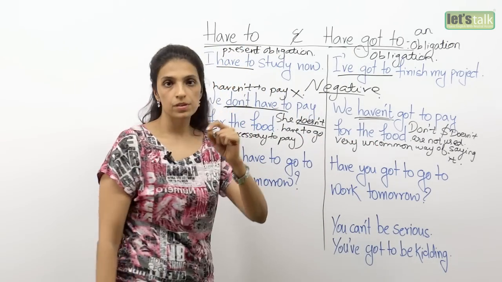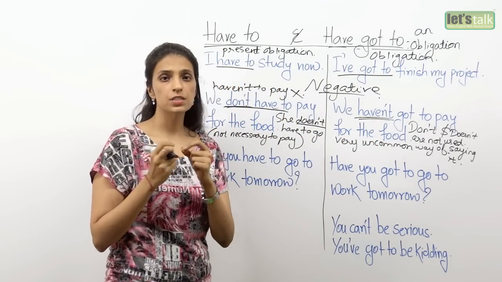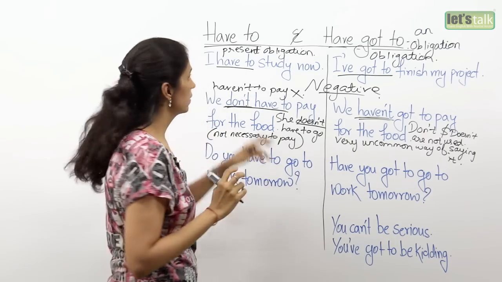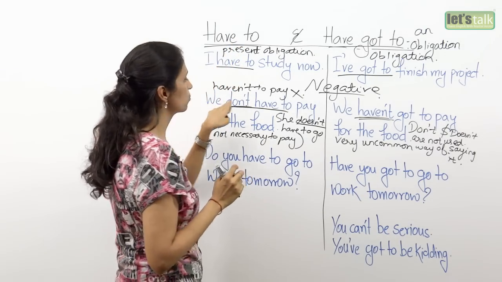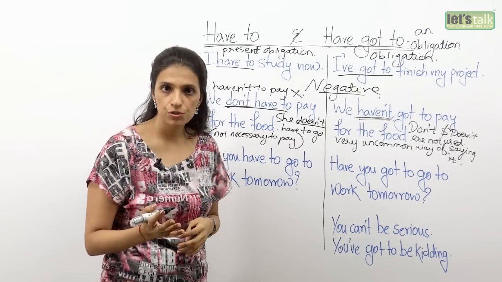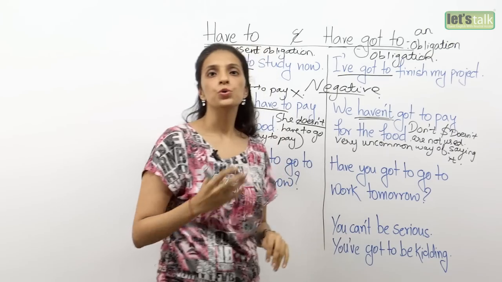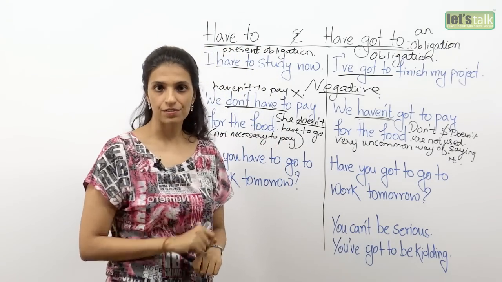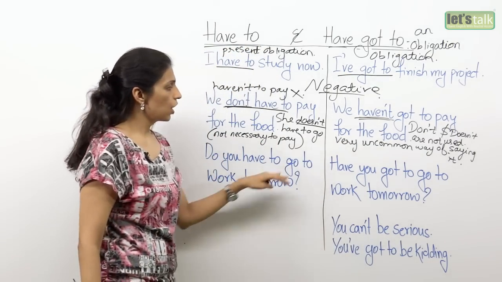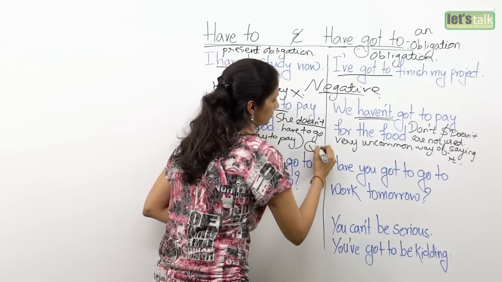So remember there is a slight difference when we use both these structures in the negative. With have to, you will say you don't have to, she doesn't have to. With have got to, you will say we haven't got to, you haven't got to in the negative. Now let's see how we use it in questions.